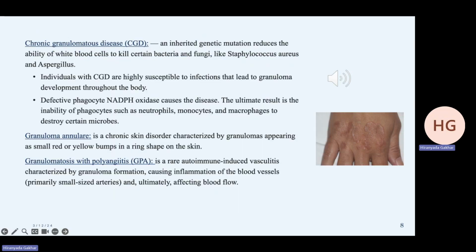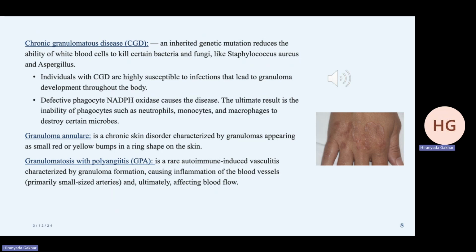Before I end this particular topic, I would like to emphasize on three very important terms. The first one is chronic granulomatous disease. It is an inherited genetic mutated disease which reduces the ability of the neutrophils to kill certain bacteria like Staphylococcus aureus and fungi like Aspergillus. This is because in patients with chronic granulomatous disease, there is the deficiency of NADPH oxidase and the reactive oxygen species are not formed.